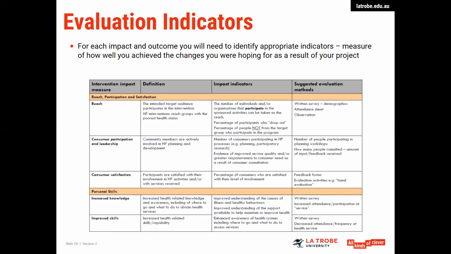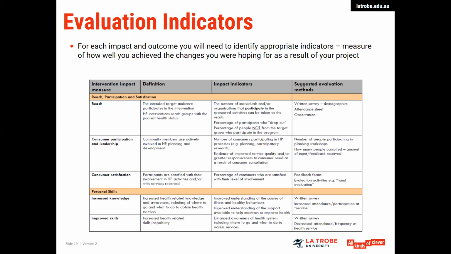Or did our health promotion intervention reach groups with the poorest health status? And so some of the indicators might be, for example, the number of individuals or organisations or groups or whoever that participate in the activities. It might be the percentage of participants who drop out. Maybe we're interested in understanding the retention. Maybe an indicator might be the percentage of people not from the target group who participate in the program, because that could actually tell us something more than who did.